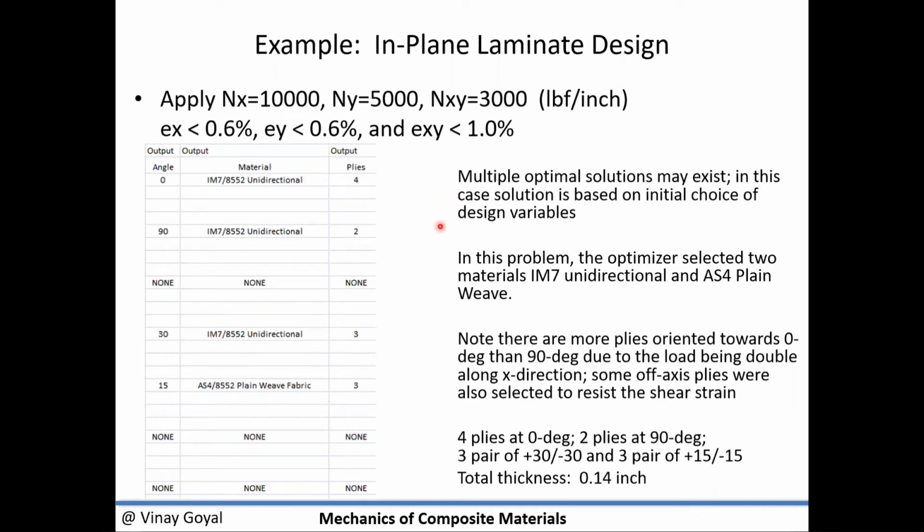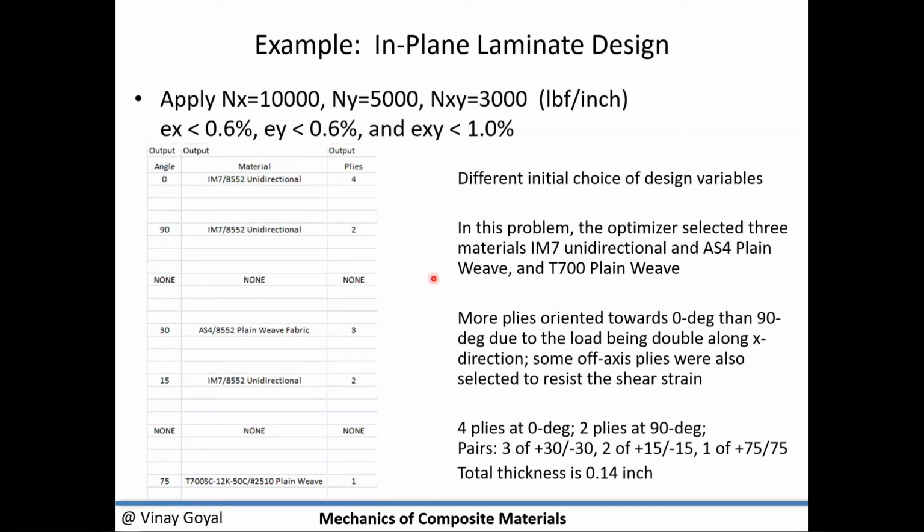And note that there are more plies oriented in 0 degree, 4 plies compared to everything else. And the reason is because we have higher loading conditions. In the Y direction, we have half the load, so 2 plies there makes sense. And since there's some shearing going on, then the optimizer has to come up with some angle plies to be considered. So at the end of the day, what we find is that we need 4 plies at 0, 2 plies at 90, 3 pairs of plus minus 30s, and 3 pairs of plus minus 15, with a total thickness of 0.14. So that's pretty outstanding optimization approach.